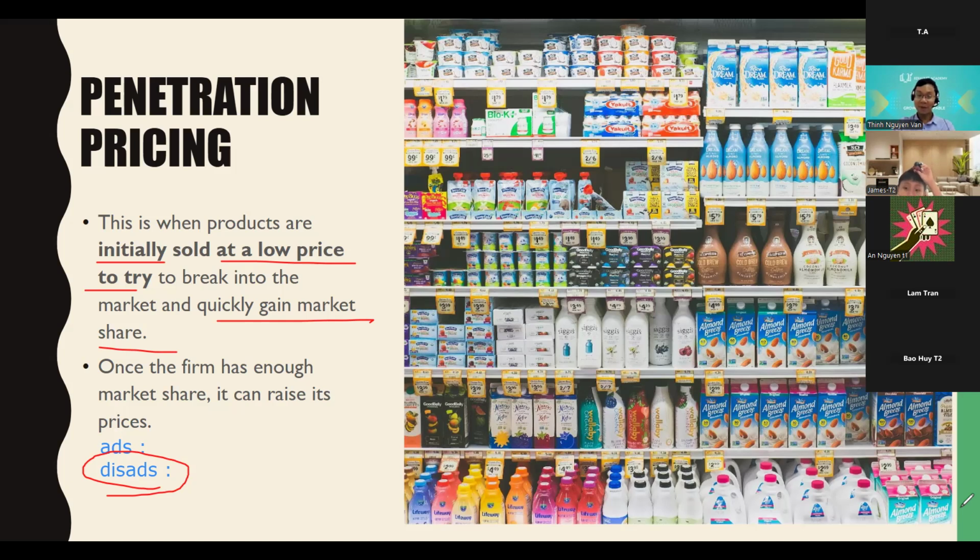How about you, Lam? So, what might be the consequences of using these policies? Well, it could damage customer loyalty. If you think about it, some people tend to go for the cheaper option. So if you start low to try to break into the market, and then suddenly raise your price, it damages customer loyalty, because some customers don't want to pay more.